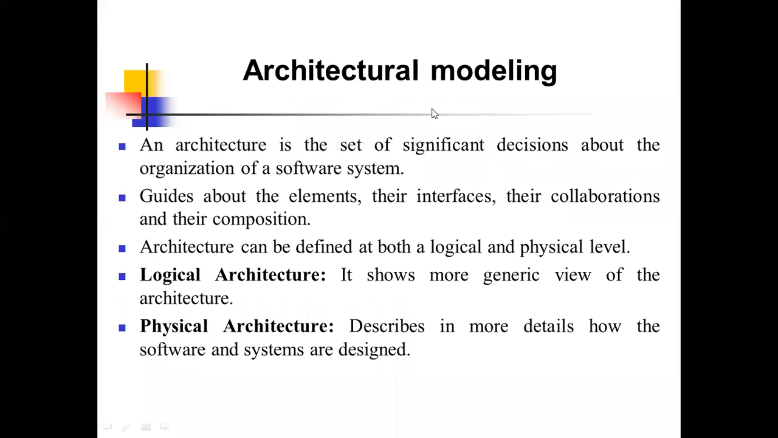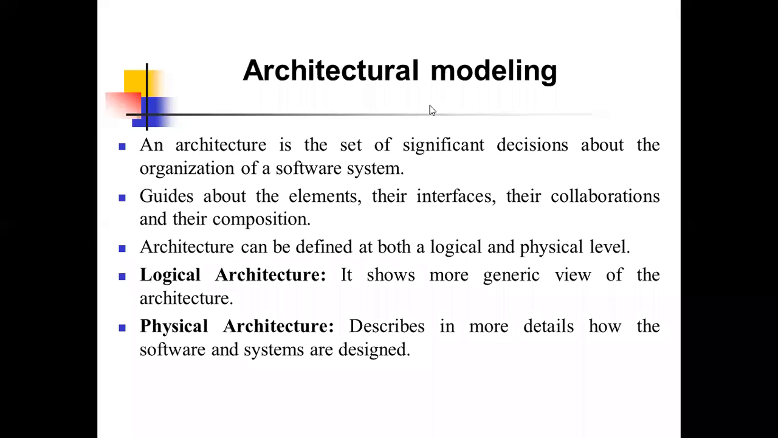So here, architectural modeling. An architecture is the set of significant decisions about the organization of a software system. Basically, architecture is a set of significant decisions regarding that software system. It also guides the elements, their interfaces, their collaborations, and their compositions. So here, architecture can be defined at both the logical and physical level.